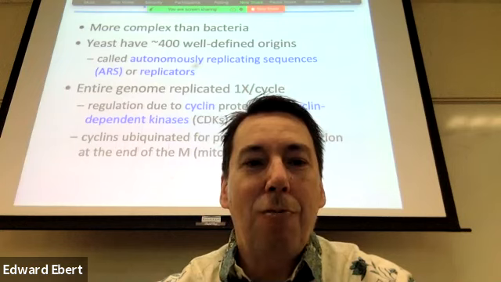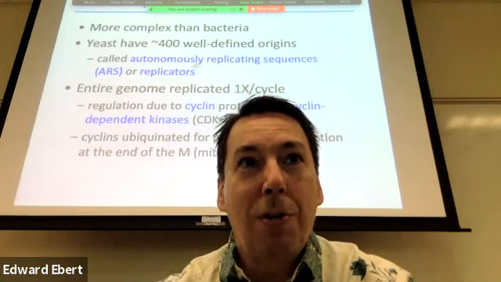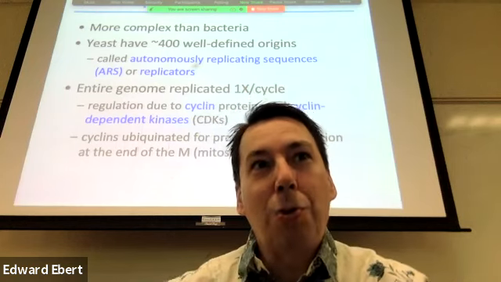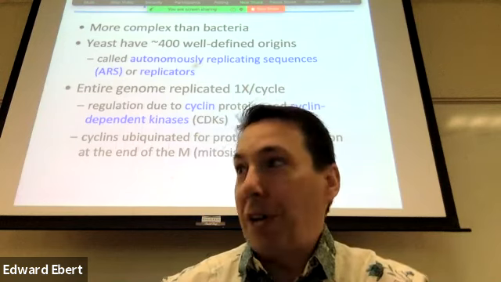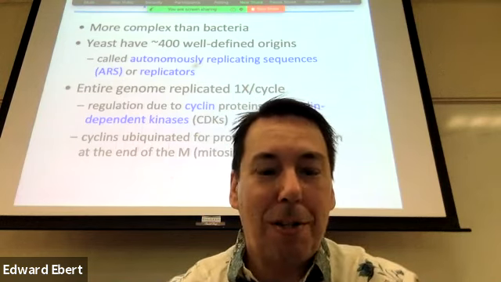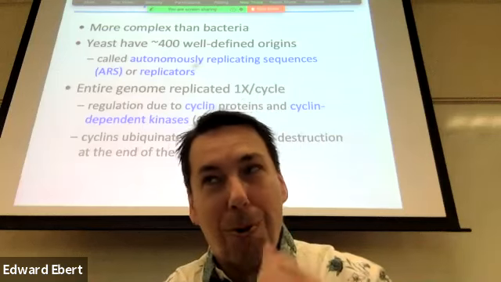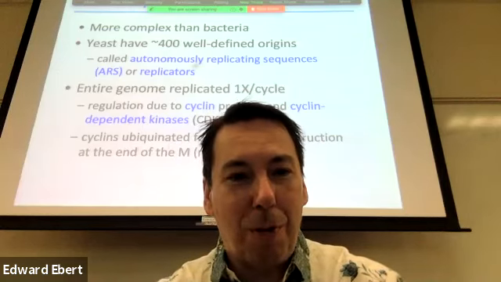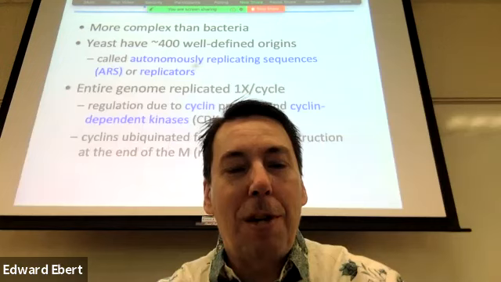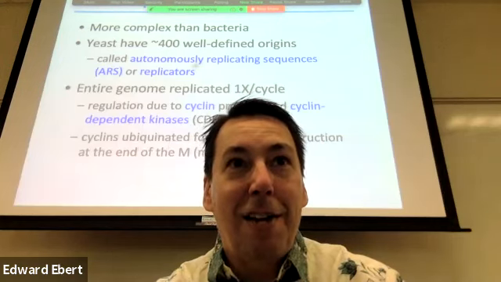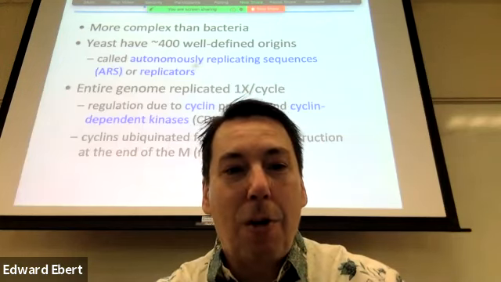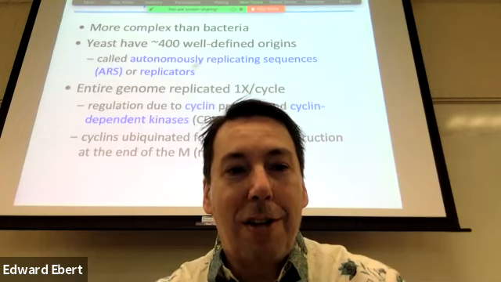The entire genome gets replicated once per cycle. So of course, we have to make sure that all these sites are coordinated and we're making one copy each time and then putting them together in the right order. So these are going to be our cyclin-dependent kinases and our cyclin proteins that help regulate this so that the entire genome gets replicated once per cell cycle.